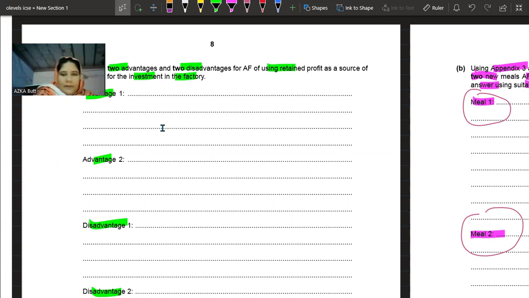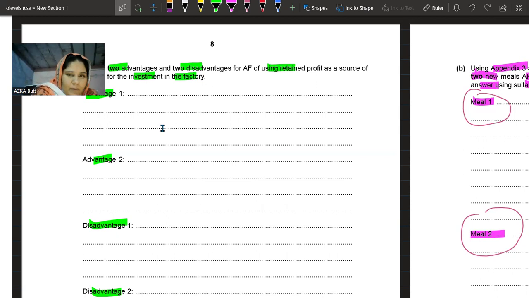If we talk about the disadvantage, maybe it would not be sufficient because it's only 2 years since this business started. If you remember the case study, it's only 2 years that they started as a partnership business. So maybe retained profit is not as sufficient as we are thinking right now. In the future we may lack finance, and at that time we have to take out a bank loan. That is why retained profit may not be sufficient.